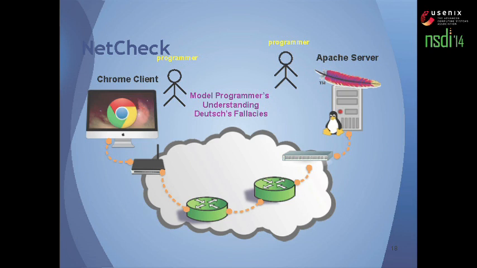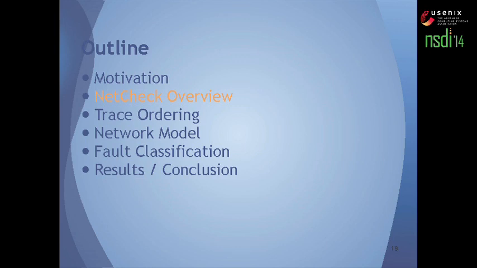So what we'll do is build a model of the network that is the same sort of way someone would view the network if they had these misconceptions, these simplifications, and we'll look for areas where this deviates from what we observe in practice and use this to find bugs. That's the key insight in this work.